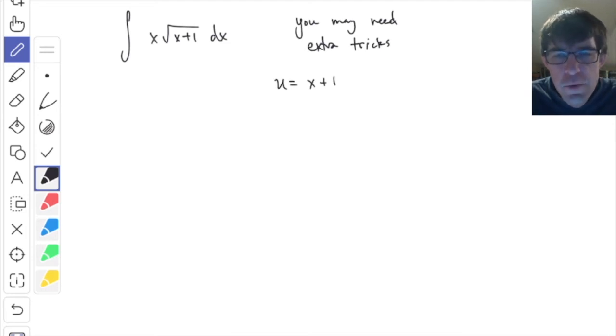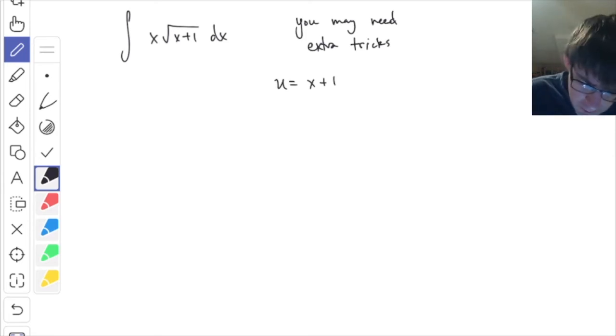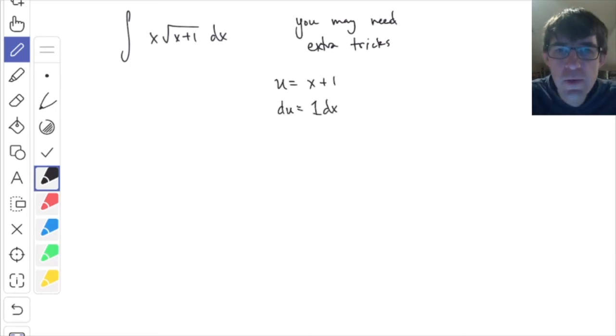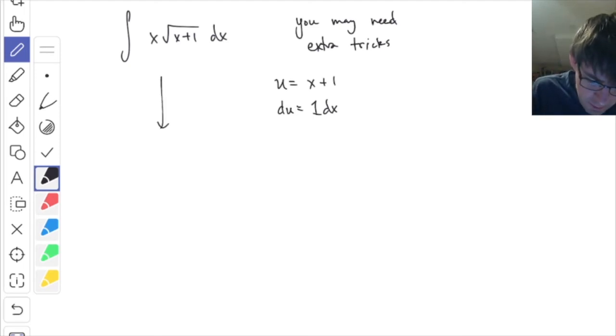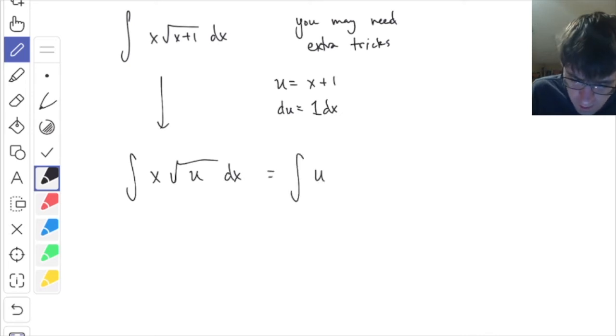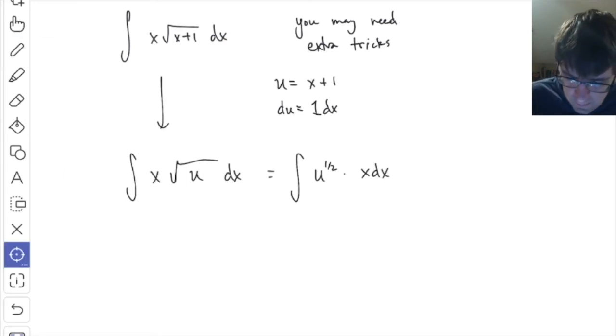Now if you were following along the other examples, you might feel like this is going to be a bad choice because you have the extra x. But stay with me here. The du is just 1 dx, right? The derivative of x is 1. And so when I plug this stuff in here, it's x and then square root of u dx. Now the square root, of course, I'm going to write as a 1/2 power. But then what's left over, and this is the real problem, is x dx. This does not match the du, and you can't make it match by dividing by a constant because you don't have an x in here. That's the real issue.